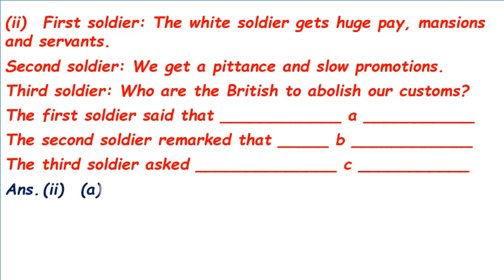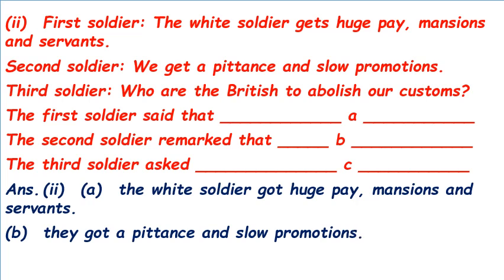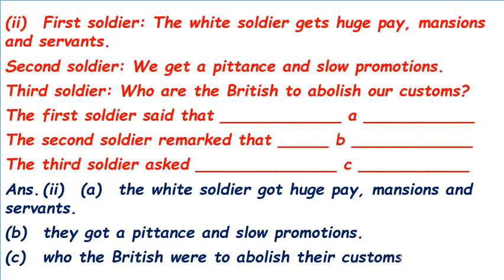The answer of the first part is the first soldier said that the white soldier got huge pay, mansions and servants. The answer of the second part is the second soldier remarked that they got a pittance and slow promotions. The answer of the third part is the third soldier asked who the British were to abolish their customs. This is the end of the lecture.